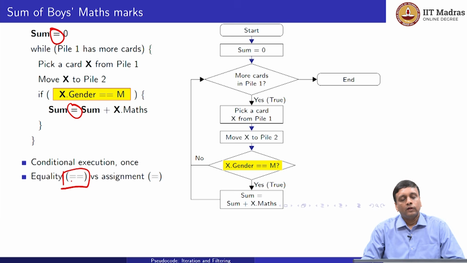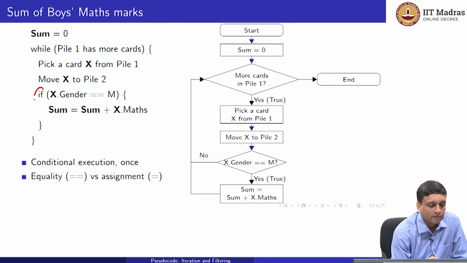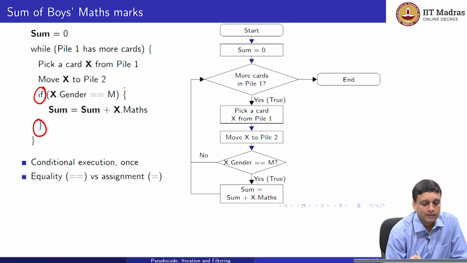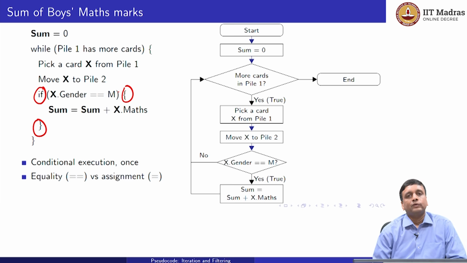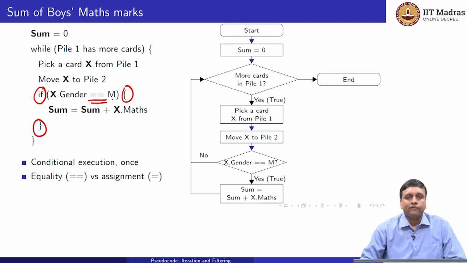And if it is so, then we add it, which is exactly the same as checking whether X is a boy or not. So this now is our final code, right? So we have now looked at two new things in this. One is that we have this if, which is an alternative to the while. So if does a condition once, whereas while checks a condition repeatedly. And the other thing we have seen is that we can use this double equality in order to check whether a variable equals a value.